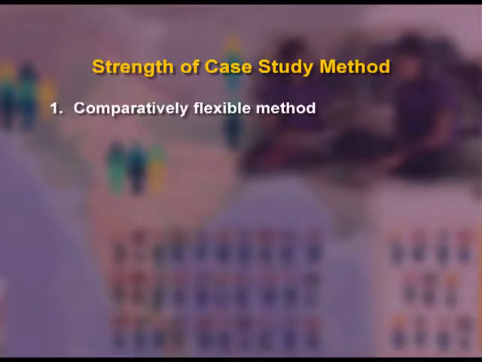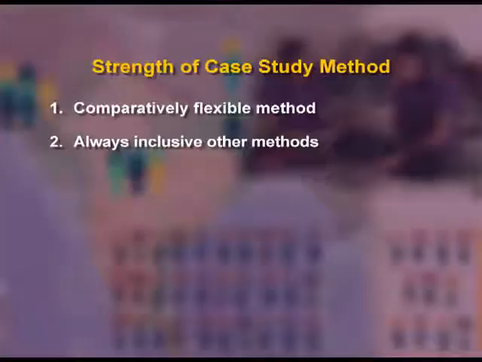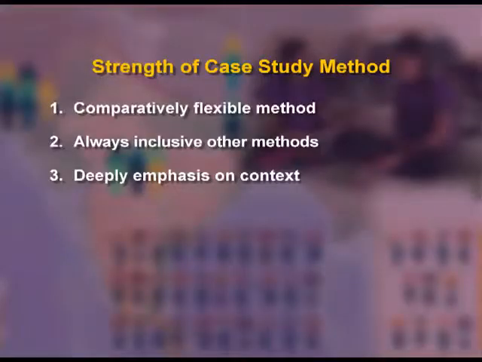Strength of case study method. First, comparatively flexible method. It is always a phenomenon that case study emphasizes exploration rather than pre-description or prediction. Second, always inclusive of other methods. Case study allows the investigator to begin with broad questions and try different methods in order to narrow their focus on their experiment. Third, deeply emphasizes on context.